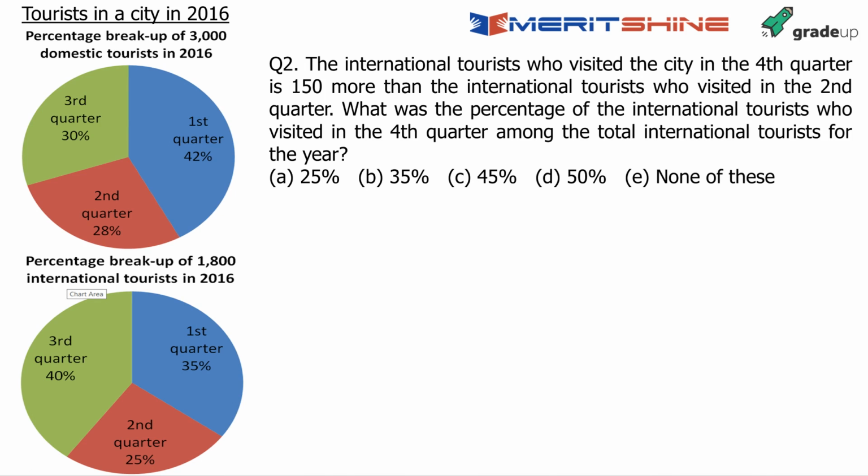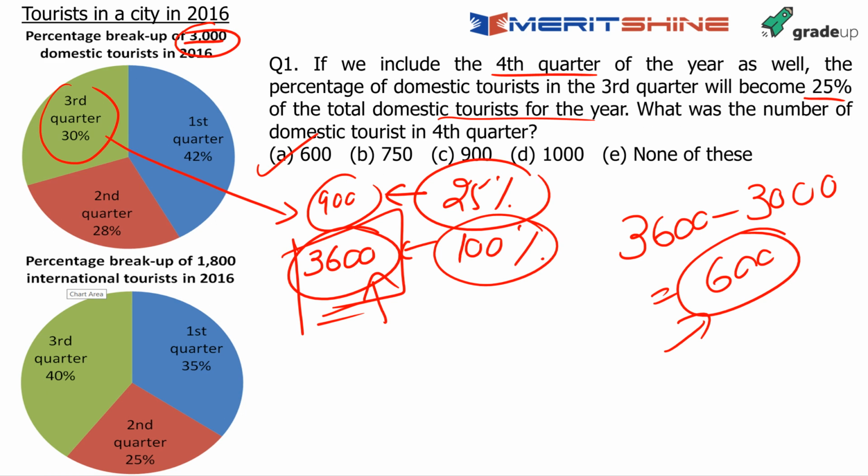Yeah, 600 is the correct one. One more time, I'll do it mentally then. How do you do it? 3000 is for the first 3 quarters. Here, this number, 30% of 3000, gives you 900.